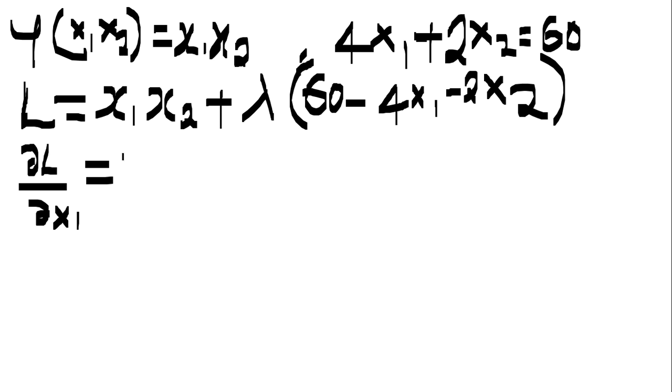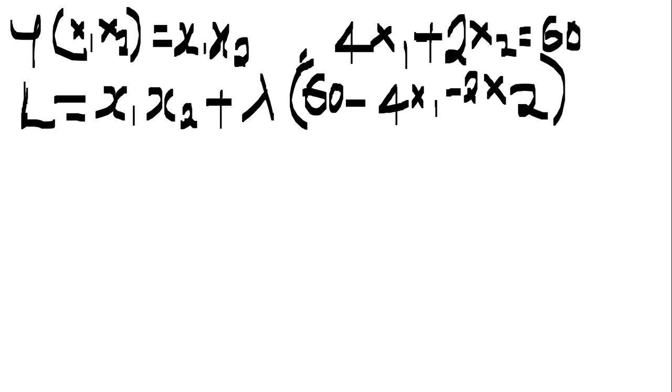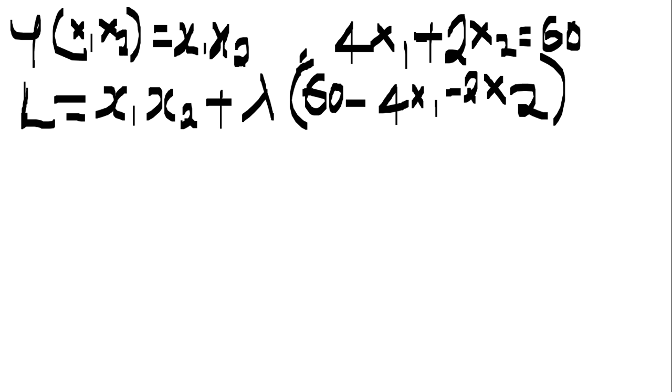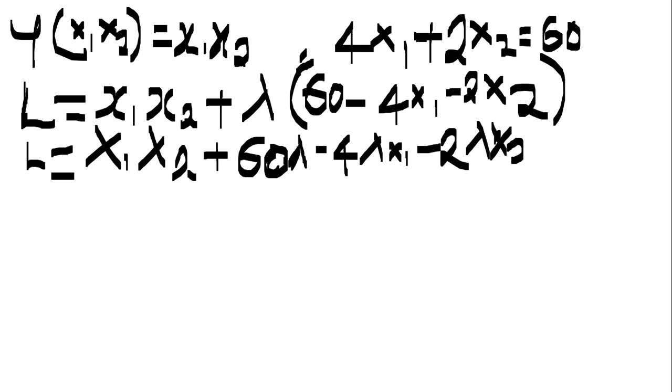So we're going to have x2 here. Let's do the same thing we've done there. Let's first open the brackets to make things simple. So I've got x1, x2 here, plus 60 lambda, minus 4 lambda x1, then minus 2 lambda x2, right?